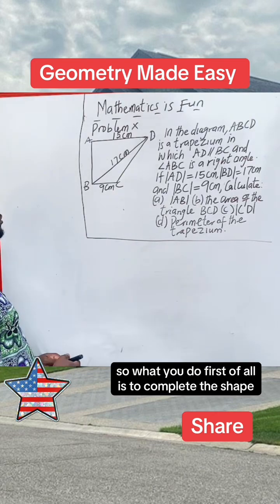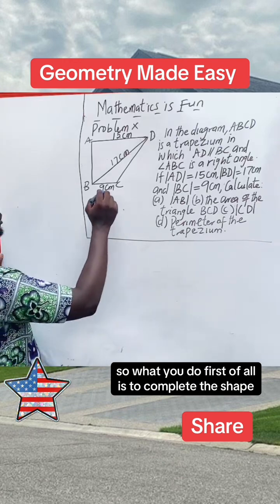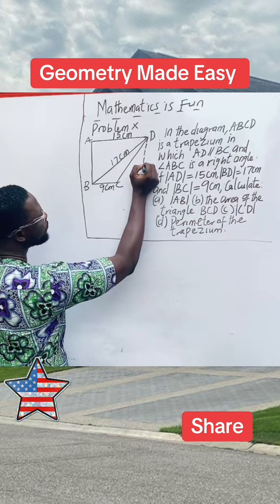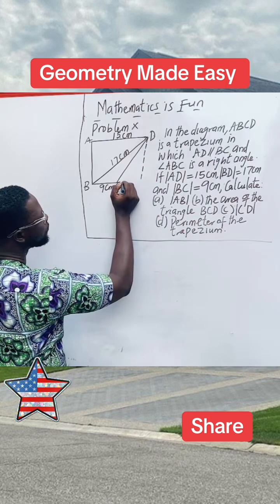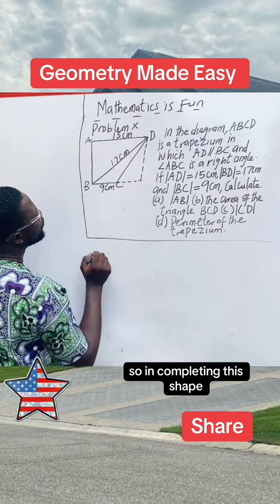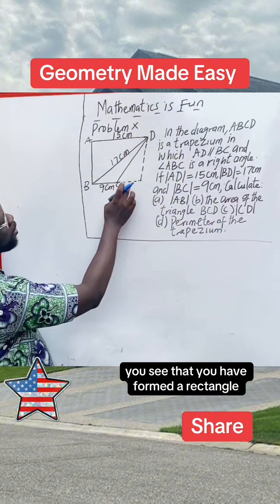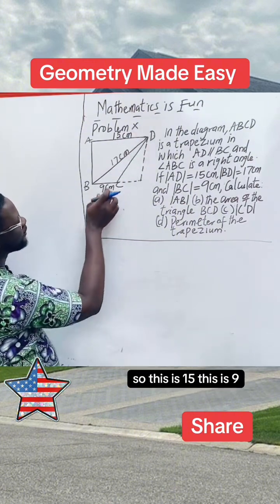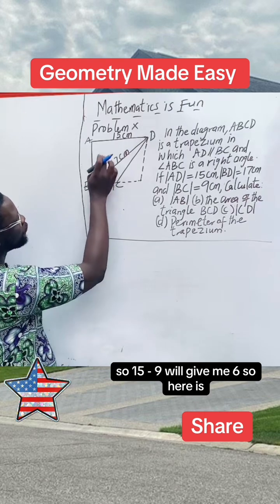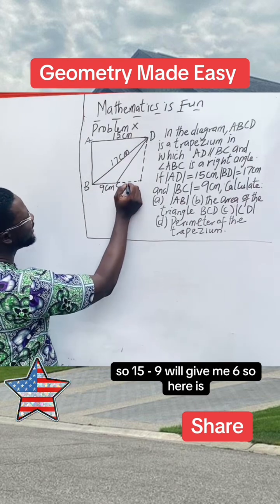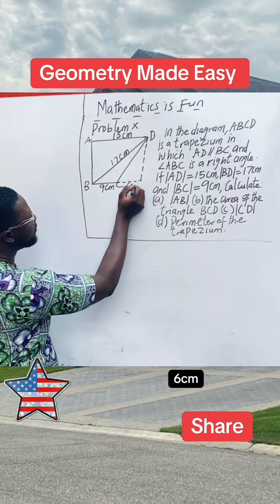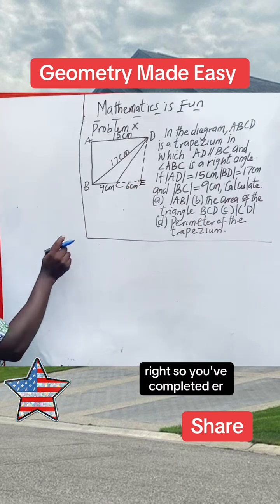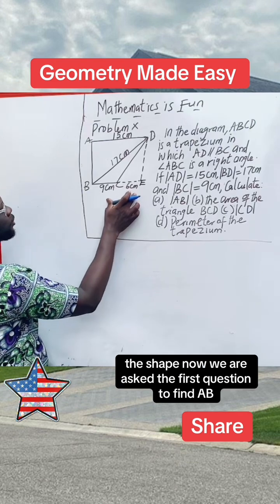So what you do, first of all, is to complete this shape. Use this diagram, complete the shape. In completing this shape, see that you have formed a rectangle. So this is 15, this is 9. So 15 minus 9 will give me 6. So here is 6 cm. Label here E. All right? So you've completed the shape.